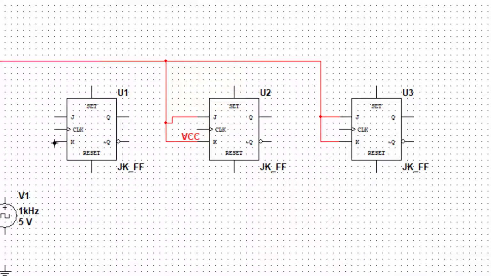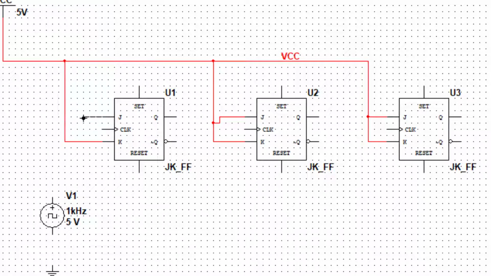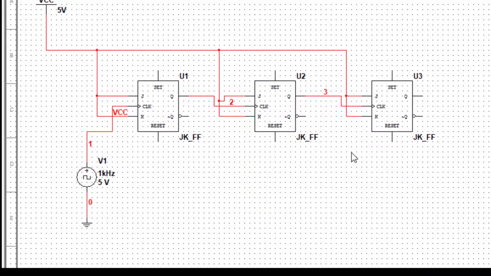So this one and this one, okay. Then we connect the clock to the first JK, and connect this to the ground. And this output of the first becomes the clock of the second. The output of the second becomes the clock of the third one. So this is the connection, very simple connection.